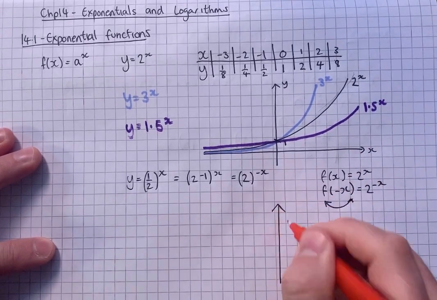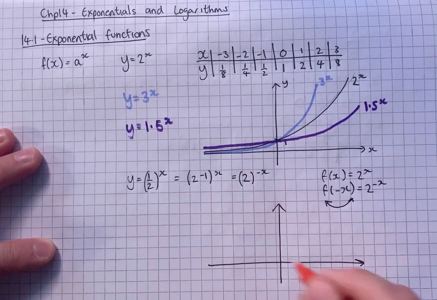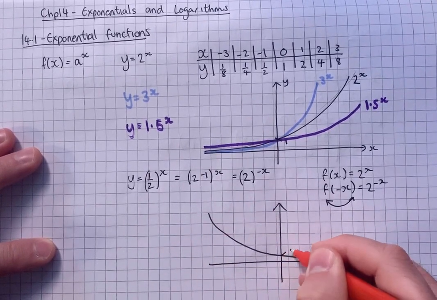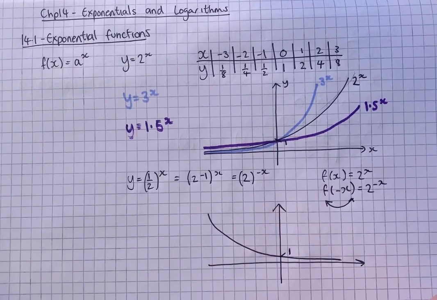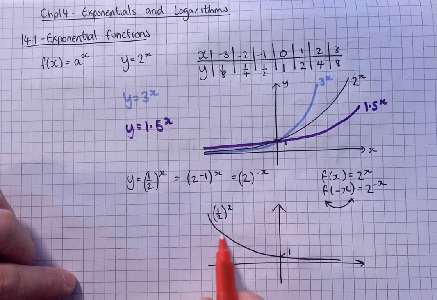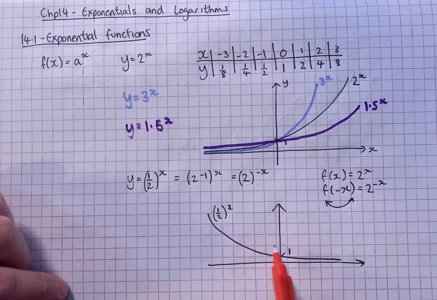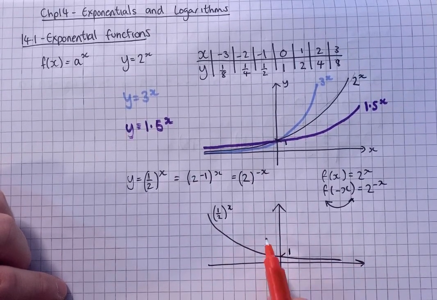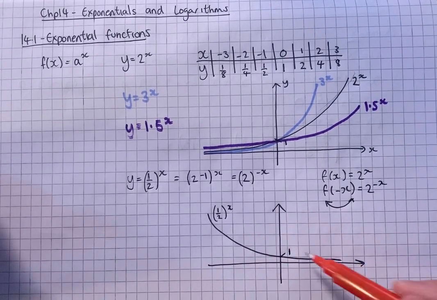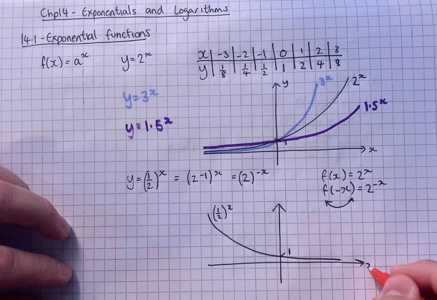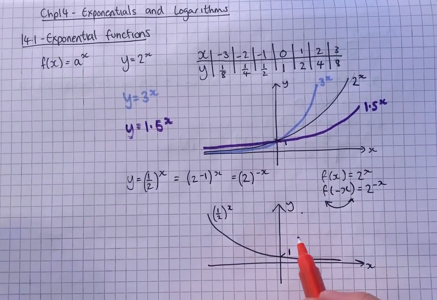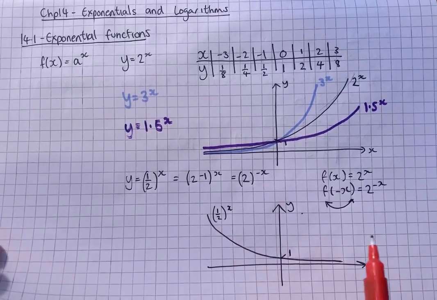So that one would look like so. Still passes through 0, 1. So that one would be something that's getting smaller and smaller and smaller. And we often say that's exponential decay, something that's losing value. So it could be something like the value of a car as the years pass. Okay, that actually covers all of example 1.